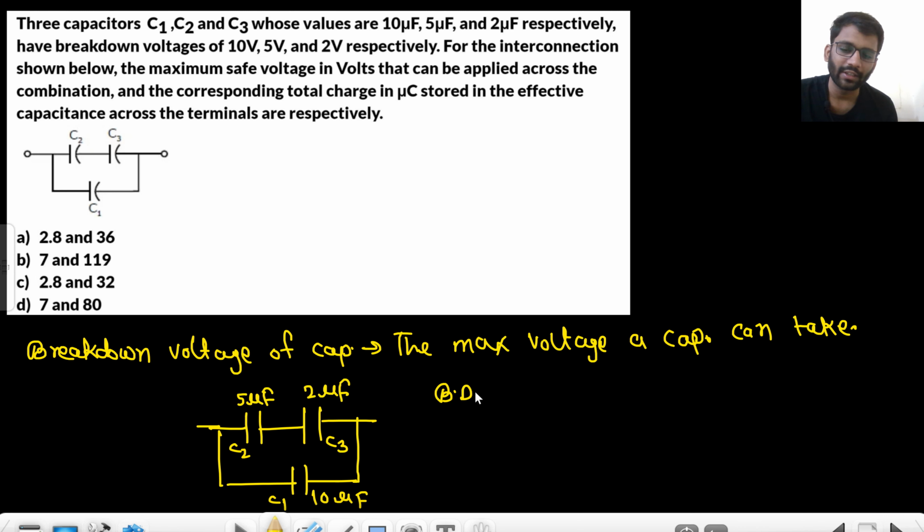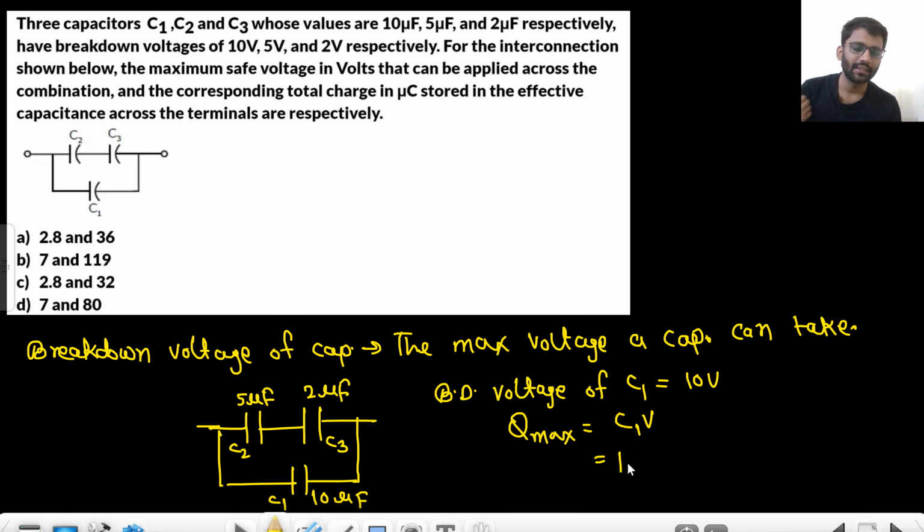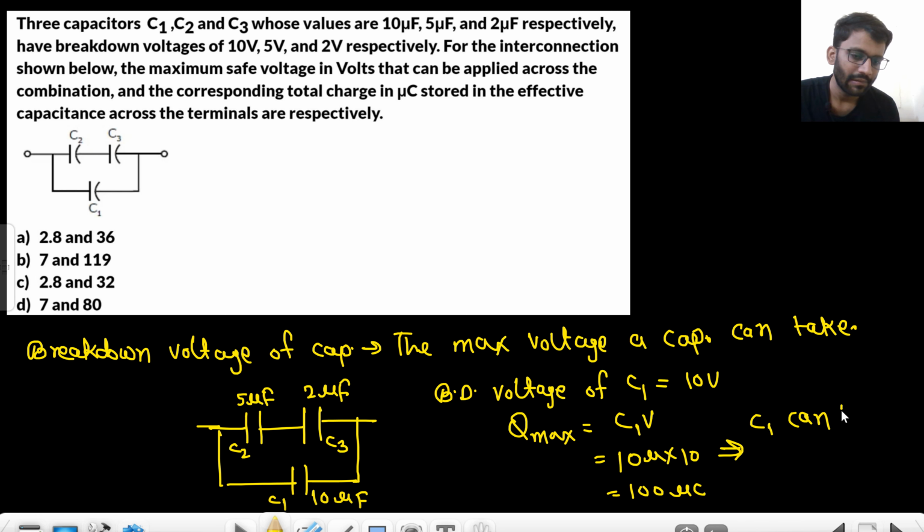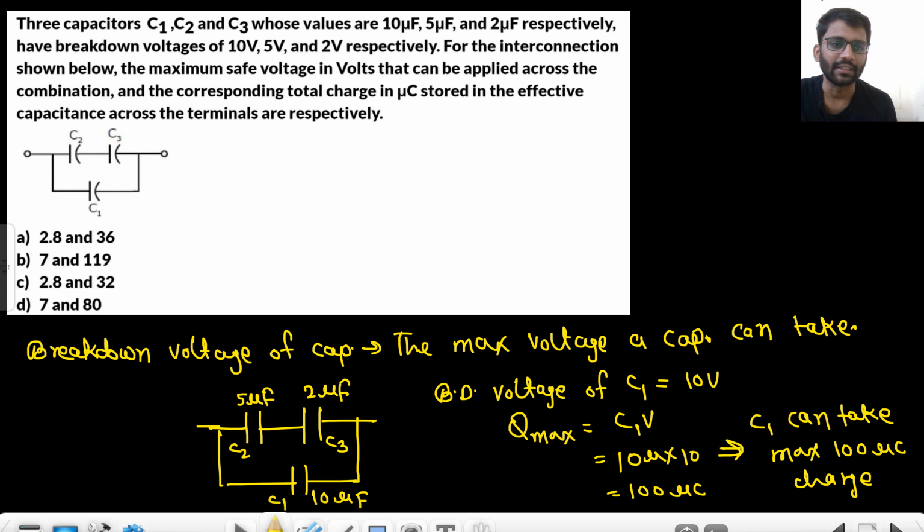The breakdown voltage of C1 is 10 volt. So Q maximum, Q equals CV, right? So the maximum charge it can take is 10 micro into 10 volt. That means 100 microcoulomb. So C1 can take a maximum of 100 microcoulomb charge. Similarly for C2 and C3.